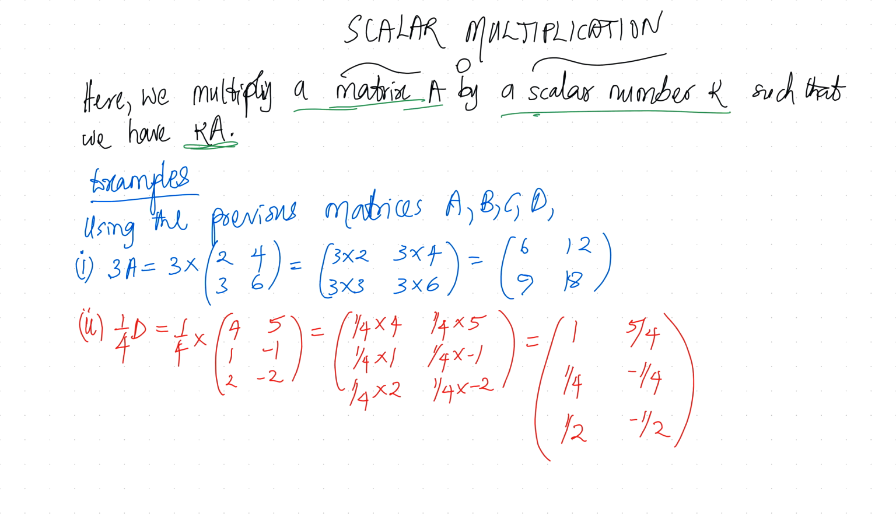So we can look for 3A. If you're looking for 3A, it means you're multiplying 3 by the matrix A. And matrix A is 2, 4, 3, 6. So in this case, you multiply each element by 3.